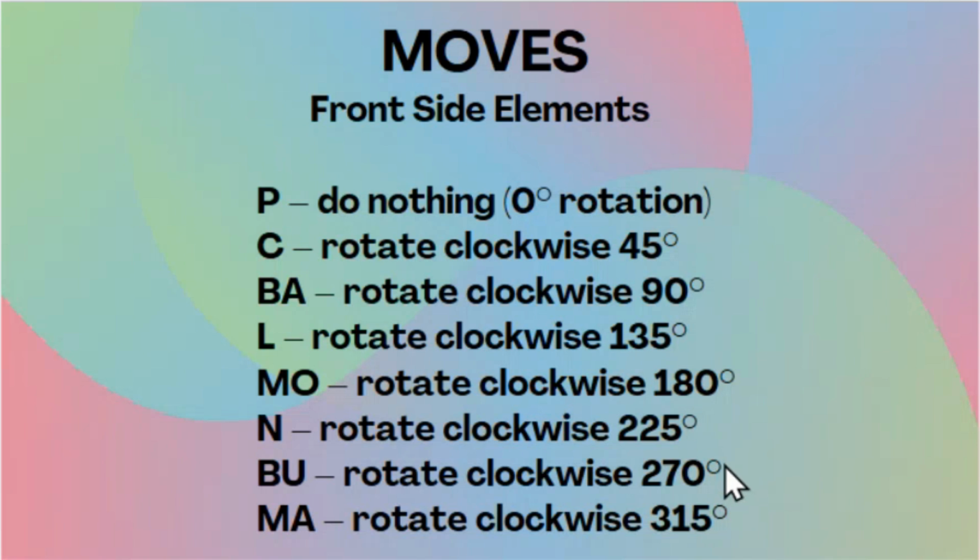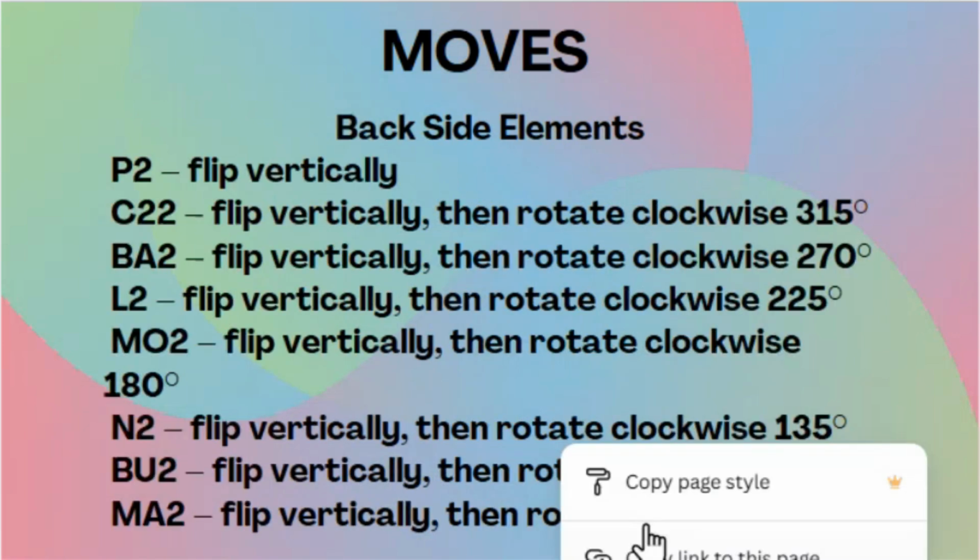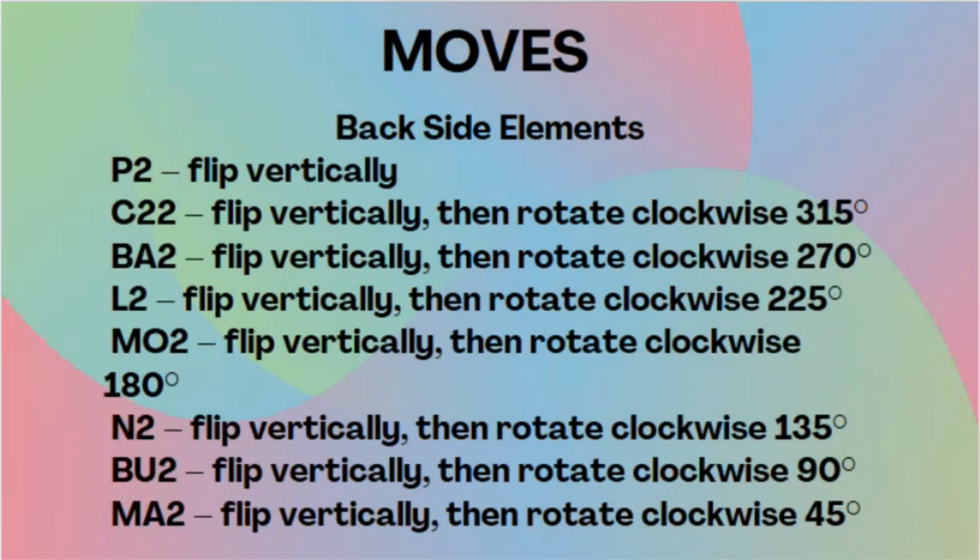And for PU, we need to rotate it clockwise 270 degrees. And for MA, we need to rotate it clockwise, or to the right, 315 degrees. These are moves on our front side. While at the back, we have P2. For our P2, we need to flip it vertically.